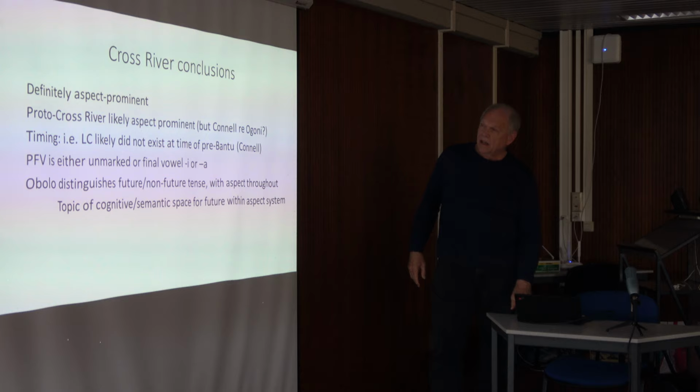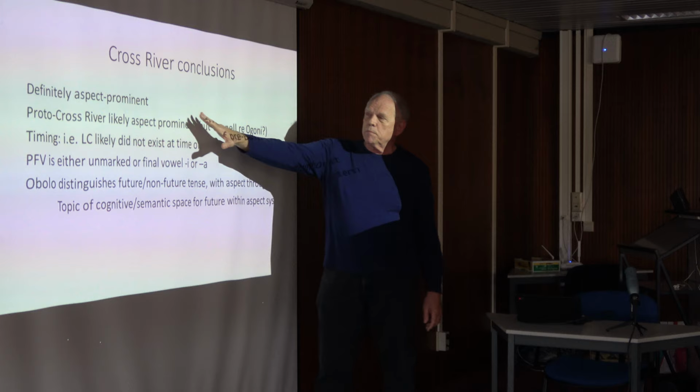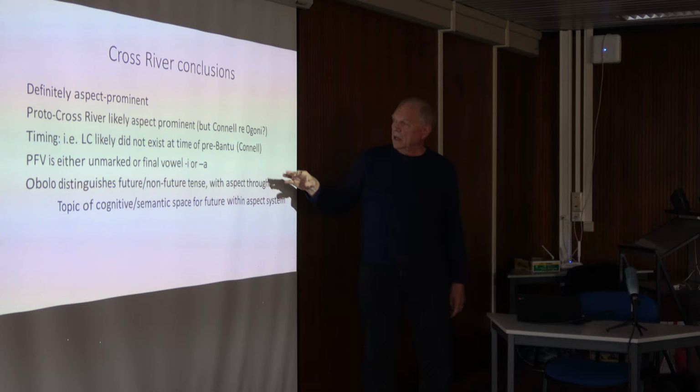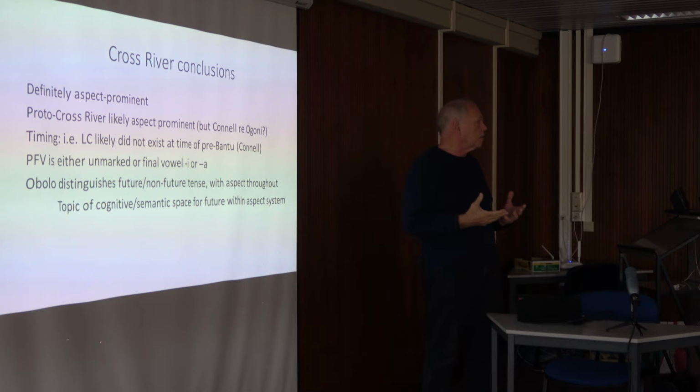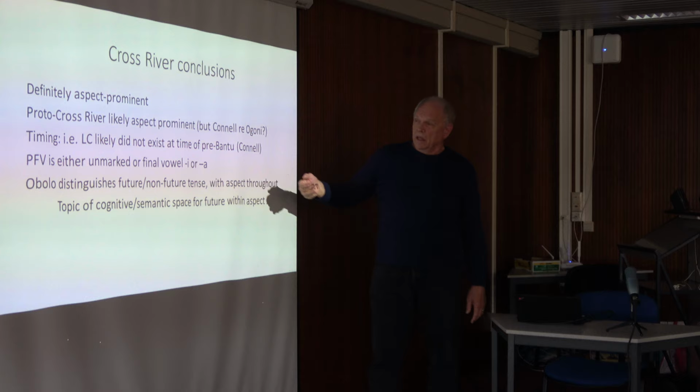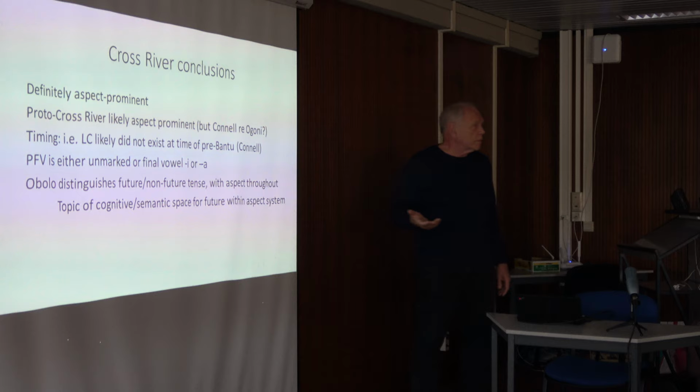So there's definitely aspect prominence in the Cross River, and if you were reconstructing it, you'd probably say it's aspect prominent. Connell wasn't disagreeing with you, just saying, look at Ogoni, I think there might be some tense there. It might be a language that's developed tense spontaneously within itself. Then also he's pointing out it probably wouldn't be Lower Cross anyway involved in this, because time-wise, Bantu had already been off and running before Lower Cross could even deal with these kinds of issues. So they wouldn't be part of developing a tense process. So those are the basics. Let's move on to Bantoid now.